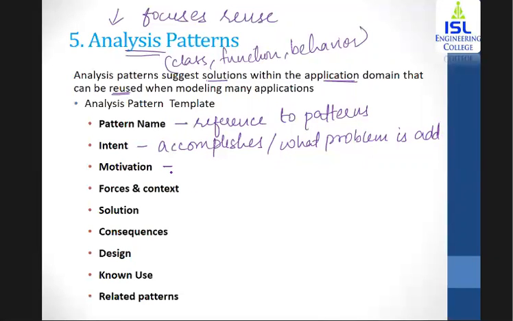Then going on to the motivation. Now this motivation, you can have a scenario like a story. This particular story is going to tell you how the pattern can be used to address the problem. How you're going to use the analysis pattern so that you can address the solution.